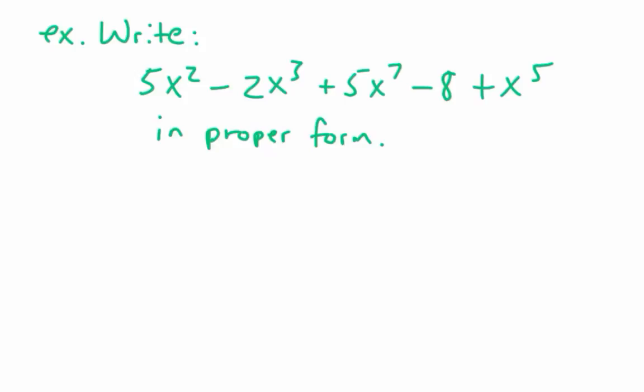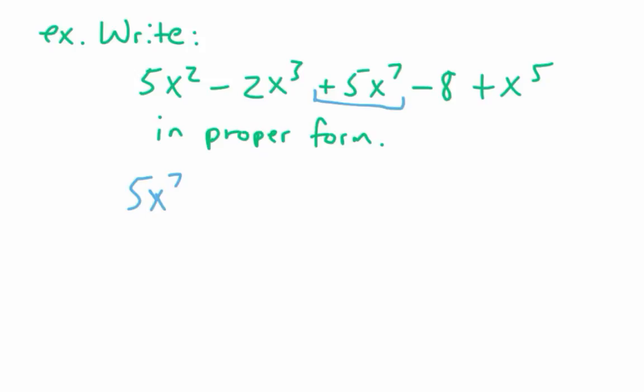But my biggest degree is going to be the x to the 7th, right? So the first thing has to be this 5x to the 7th. So I'm just going to throw an underline underneath it and then write it down. So I have a 5x to the 7th. What has to come next?